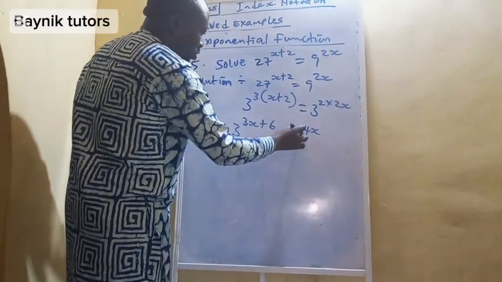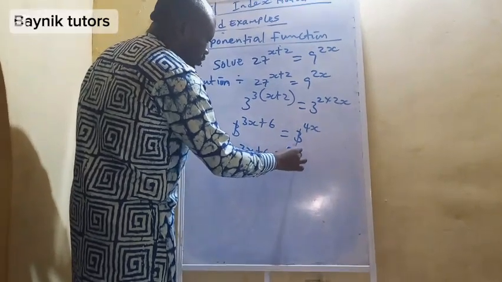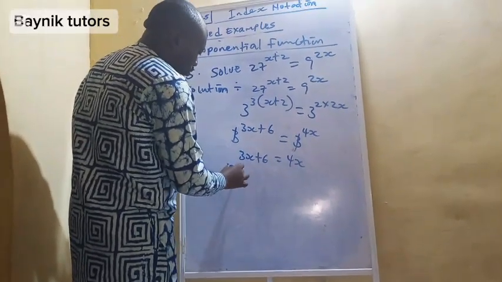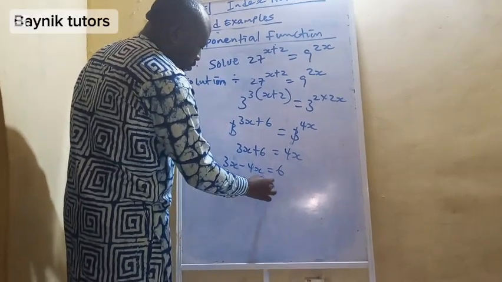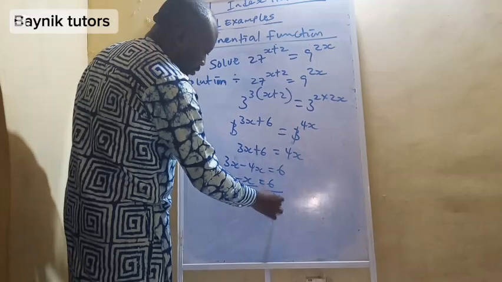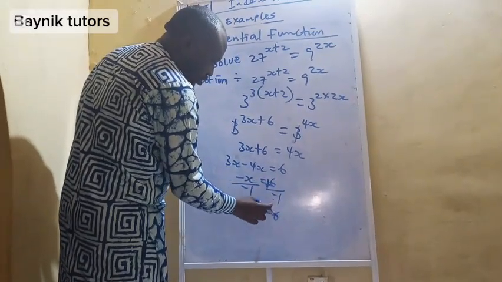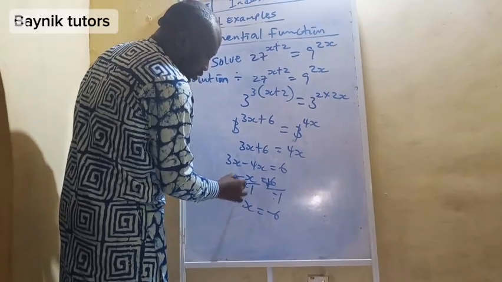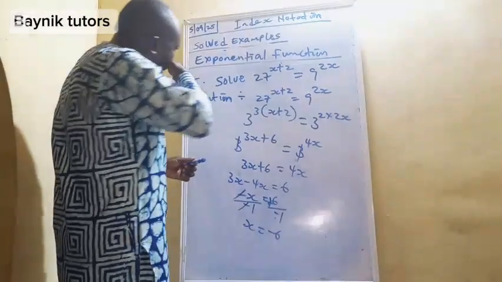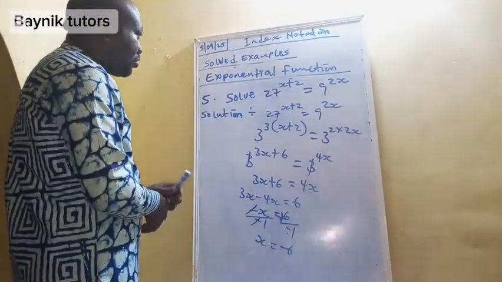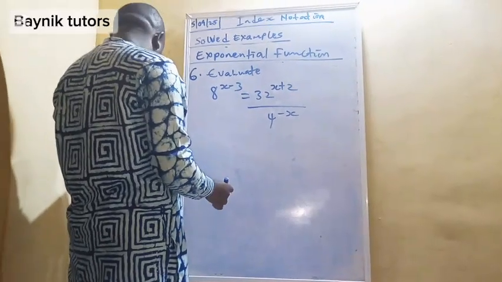So the same base, we equate the power. So 3x plus 6 is equal to 4x. So 3x minus 4x is equal to minus 6. So minus x is equal to minus 6, divided both sides by minus 1. So x is equal to 6, because minus divided by minus, minus and minus cancel. We have x as 6 there. So that's that in the illustration. Very simple as ABC.